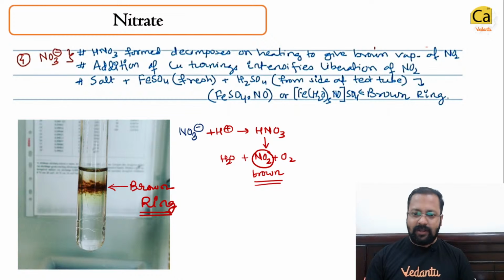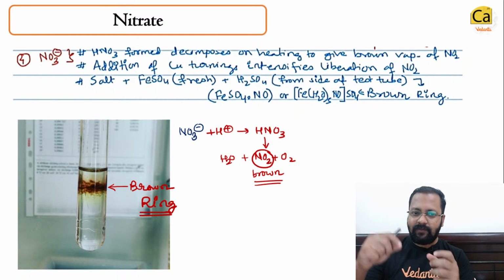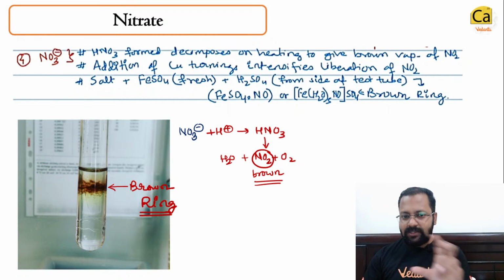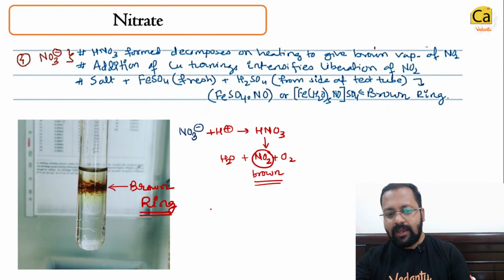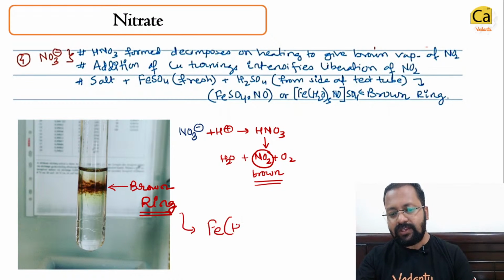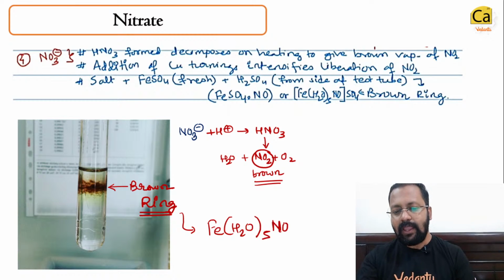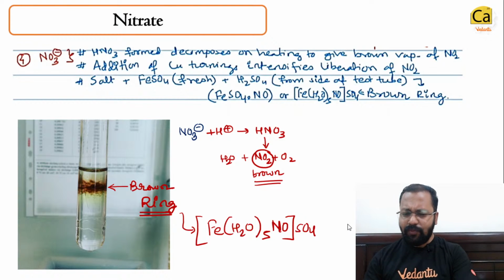So the brown ring test is given when H2SO4 comes in contact with the salt present along with FeSO4. Now the formula of this brown ring, which is asked in the examination, is [Fe(H2O)5NO]SO4. Okay, this is [Fe(H2O)5NO]SO4. Very important but very simple identification.